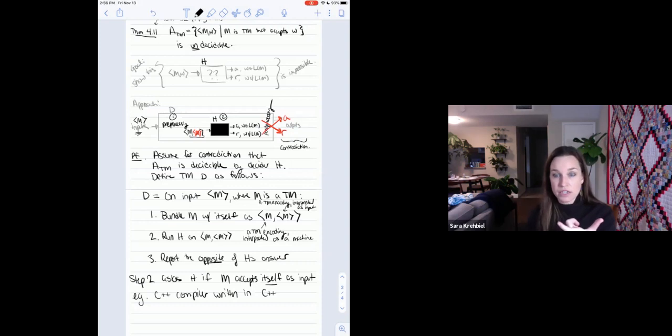So a compiler is going to answer a yes/no question: is this a valid compilable C++ program? Yes or no. So if I write a C++ compiler in C++, it's going to ask for a program as input. So I could feed the compiler into itself, and the compiler should be able to certify itself as a valid C++ program.